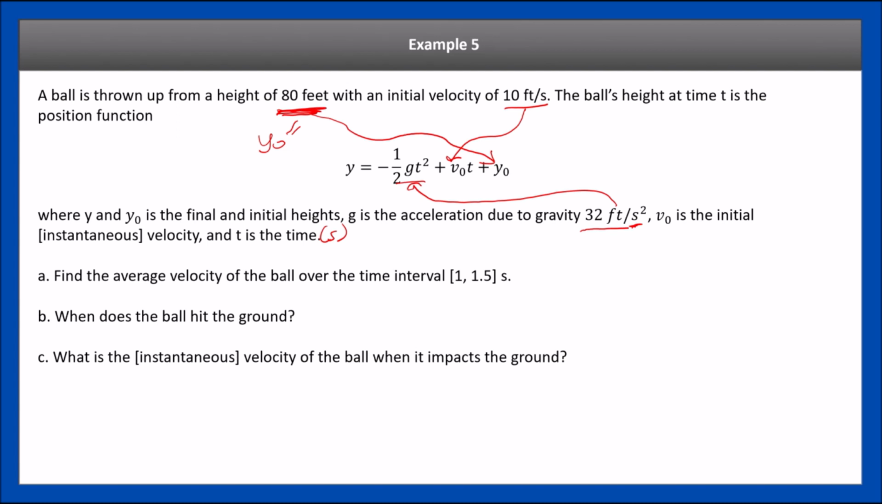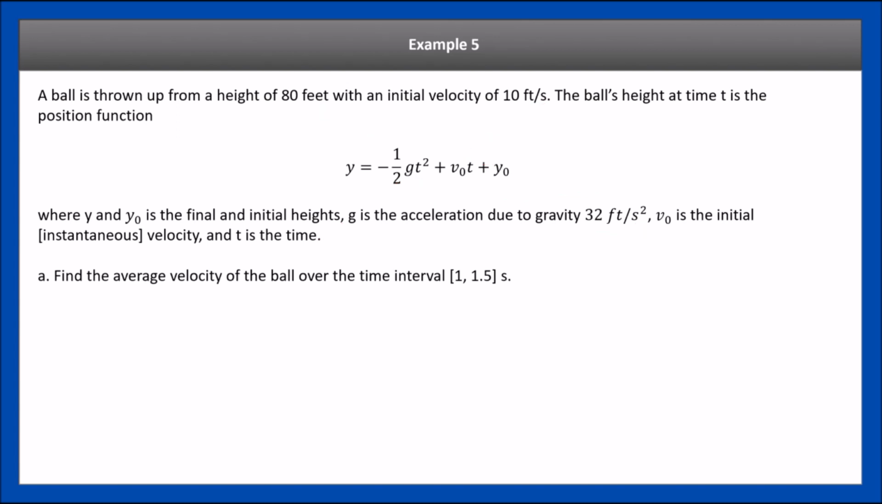Okay, so let's do the first part. Find the average velocity of the ball over the time interval from 1 to 1.5 seconds. Let's do that part first. Let's find our position function. Remember, we said we're going to plug g = 32 in there. We're going to plug in 10 into that, and then 80 in for that. So that's how we get that. Half of 32 is 16. Okay, so that's our position function.